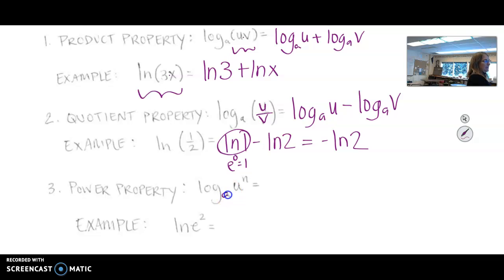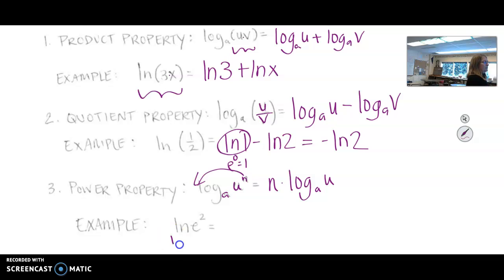When you have a base and an argument raised to a power, you can drop that power down in front. And this is a very powerful, no pun intended, property. So bring that n down, and this is going to help us when we're trying to solve for exponents. This property is used quite a lot. So you can drop that exponent down in front, and then this argument would just be what's left, which is log base a of u.